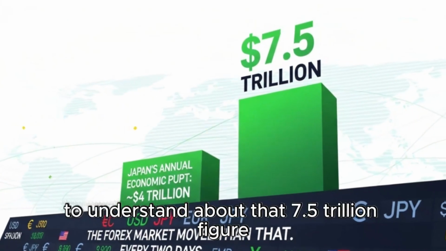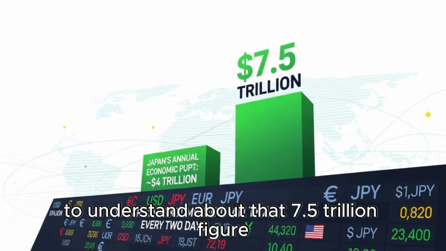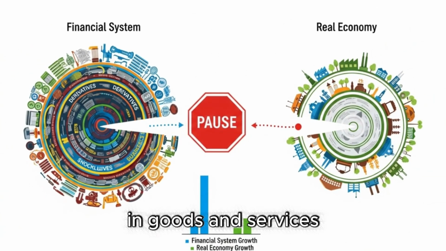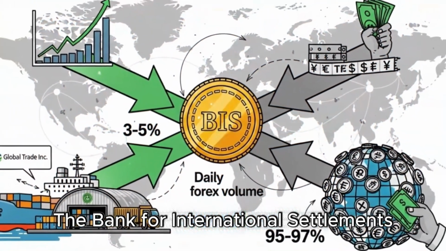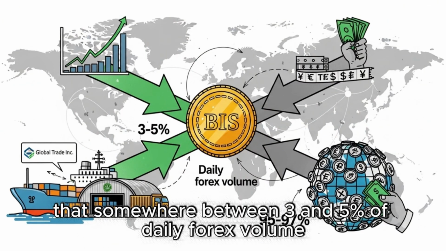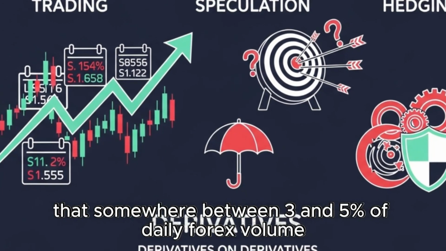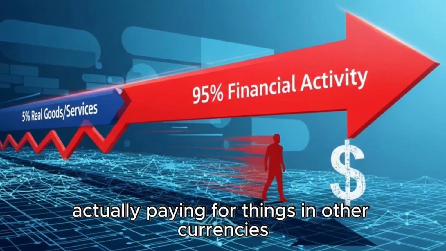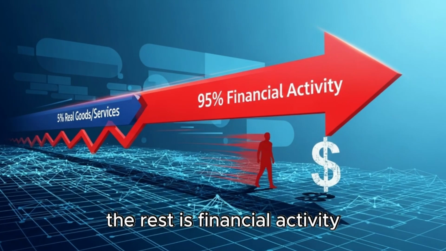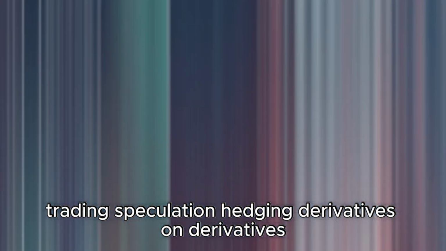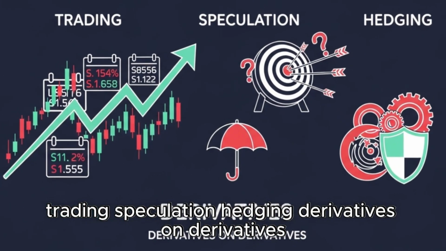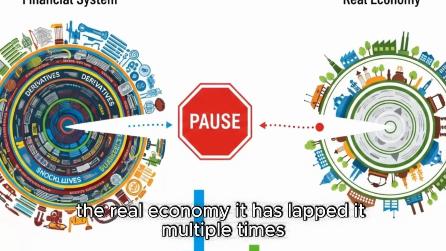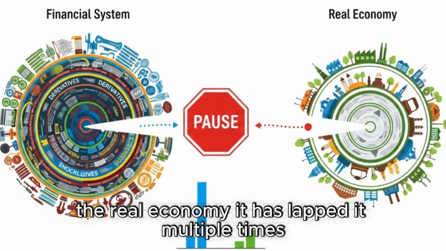And here's the thing to understand about that 7.5 trillion figure. Most of it has nothing to do with actual trade in goods and services. The Bank for International Settlements estimates that somewhere between 3 and 5% of daily Forex volume is related to real cross-border commerce, companies actually paying for things in other currencies. The rest is financial activity, trading, speculation, hedging, derivatives on derivatives. The financial system has not just outpaced the real economy, it has lapped it multiple times.